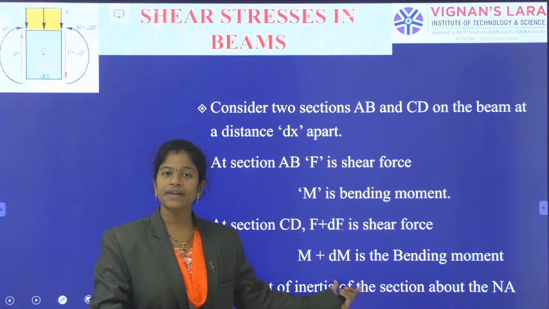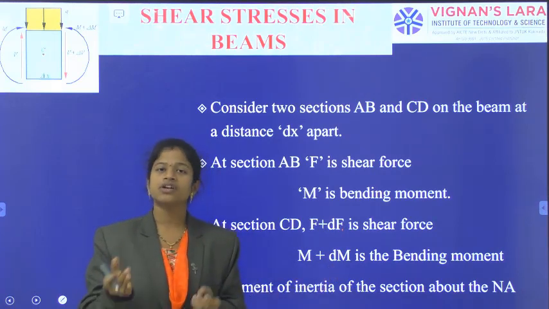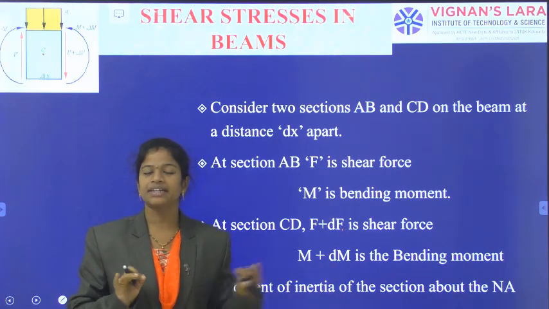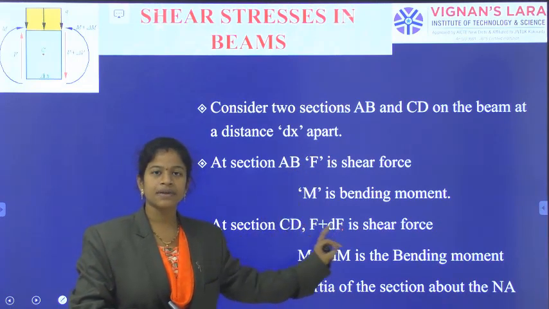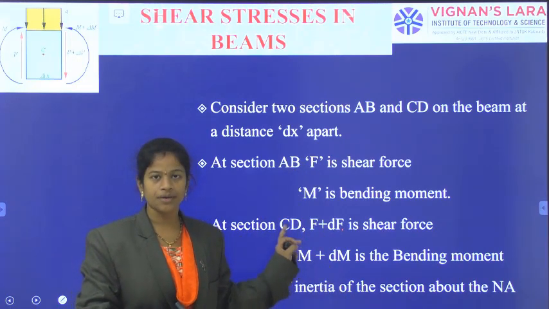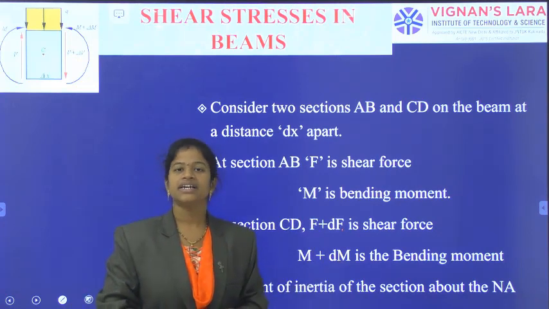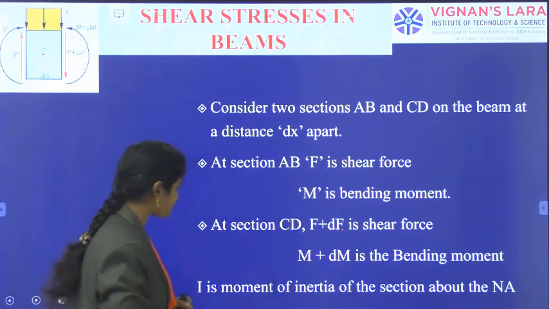This plus DF and plus DM may be negative values also, but some change has happened. That is the indication of this. This is F and M. This is F plus DF and M plus DM. Okay. In this way, we have calculated our shear forces and bending moments.